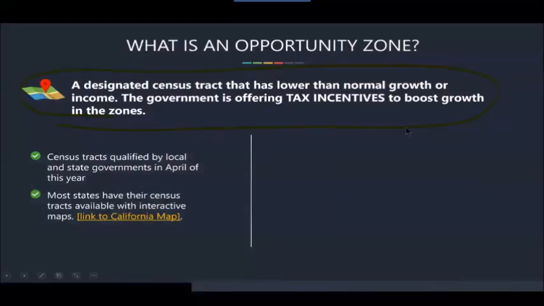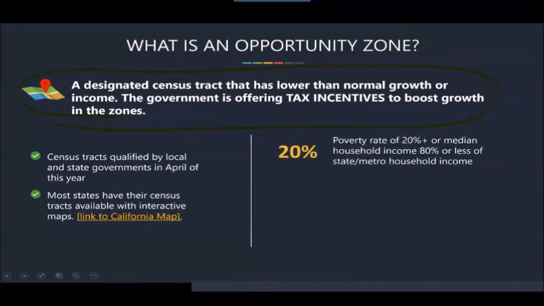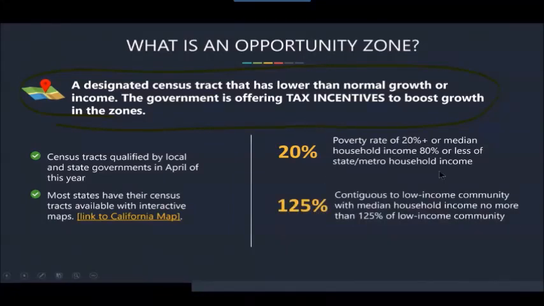Now, let's talk about how did those governors actually pick the OZs? How do you pick an area that is lower than normal growth? Well, the rule that was applied was that either the opportunity zone has to have a poverty rate of 20%, or its median household income is 80% or less than the state or metro's household income. So let's say the metro's household income is $50,000. If this area was 40,000 or under, it would be eligible to be nominated. Not every area like that did get nominated, so the governors looked at a lot of other things.